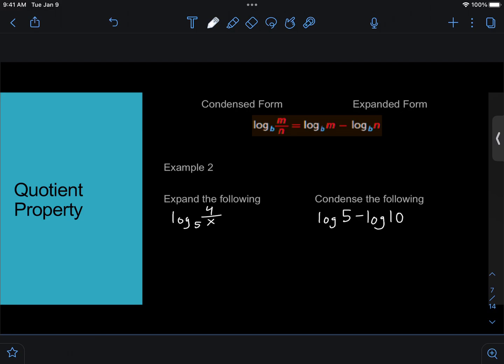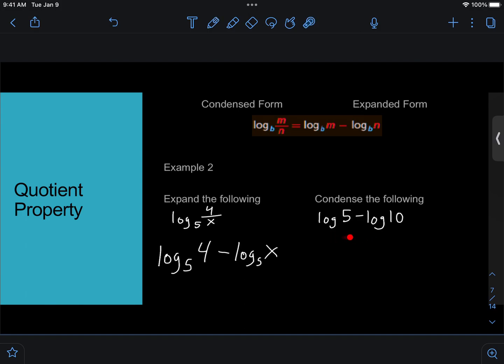All right, so where this comes from again is the exponent properties. What we would do if we had x to the 5th over x squared, for example, is we would subtract those exponents. It would be equal to x to the 5 minus 2. And that's really where this property comes from. Okay, so what you're going to be doing with it, again, expanding, we're going from the condensed form to the expanded form. Anything on top is going to be the positive, and we're going to subtract anything from the bottom. So this will split into two logarithms for the two terms, log base 5 of 4, the numerator, minus log base 5 of x, like that.